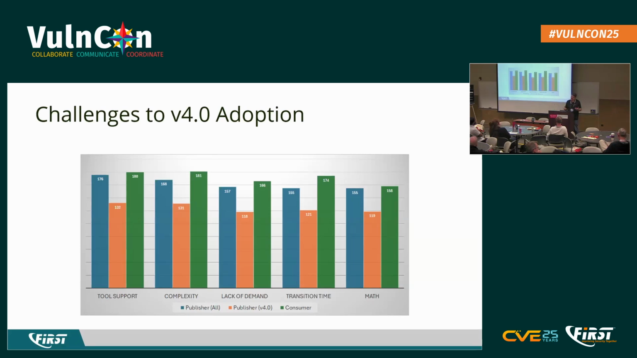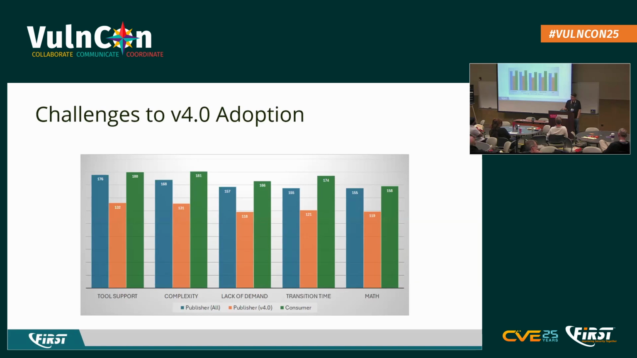It's hard. It takes time. The tools aren't there. The standards aren't there. Other things that rely on it, lack of demand. It's sort of a chicken and egg thing. If nobody asks for it, you're not going to do it. It's hard. So there are lots of reasons why CVSS version 4 adoption may seem to be lagging.